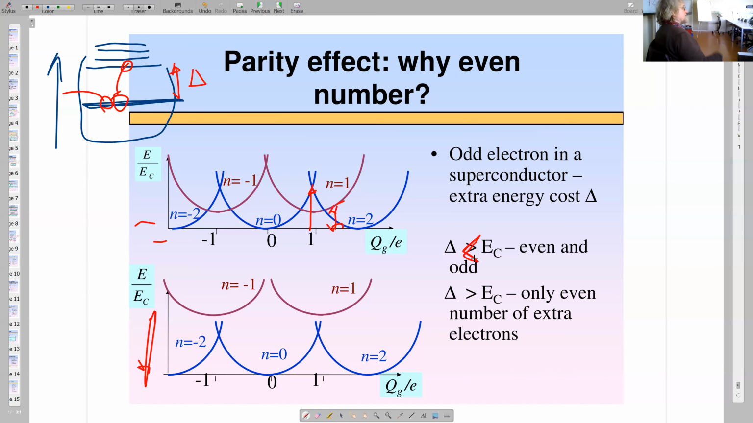If the gap is larger than charging energy, then we can just forget about odd states, those with high energy. So it's the essence of the parity effect that kind of justifies what we have assumed from the very beginning.